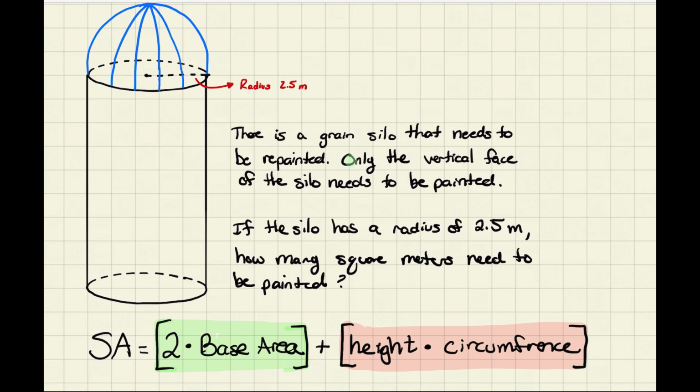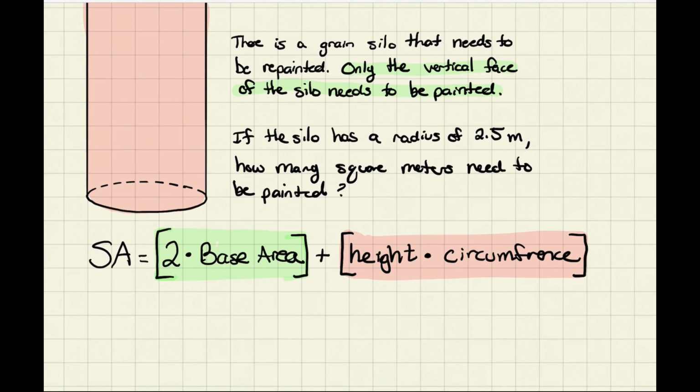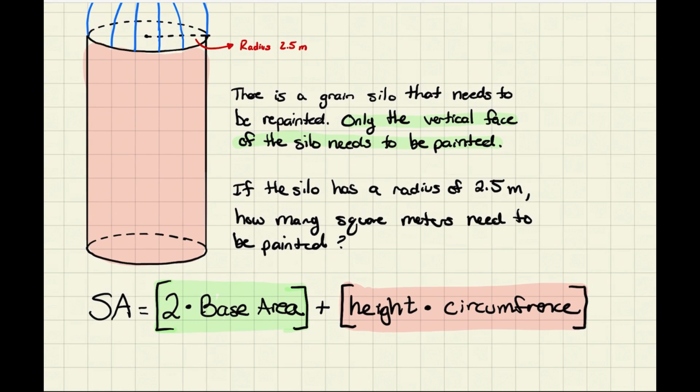Now, what's really fascinating about this particular problem is that there is this indication that you don't actually have to do as much work in the problem. Only the vertical face of the silo needs to be painted. Only the vertical face. So if we were to take a look at this, that would be this area right here that wraps around the silo. Only that needs to be painted. Not the top area here or that bottom base. Only that vertical area needs to be painted, which means that we're not going to need all of our surface area equation.